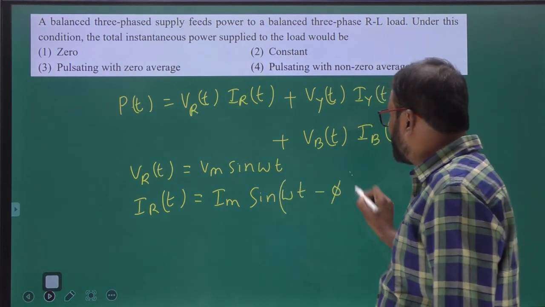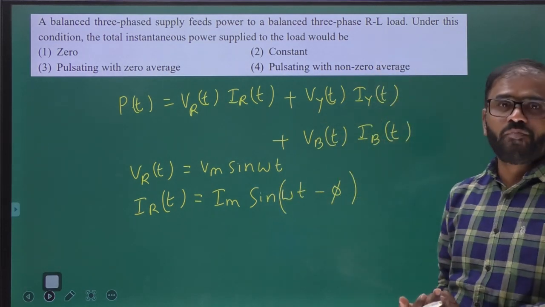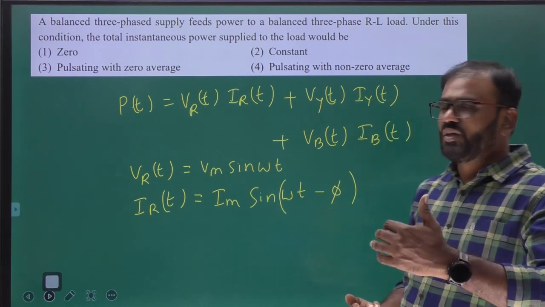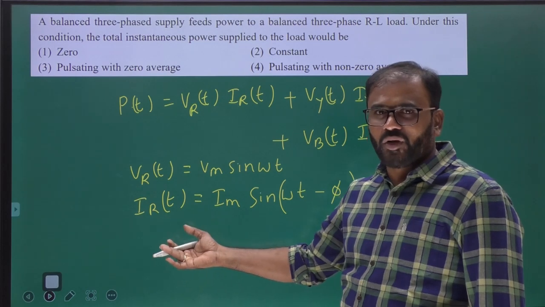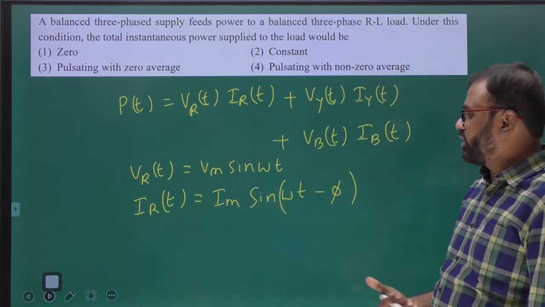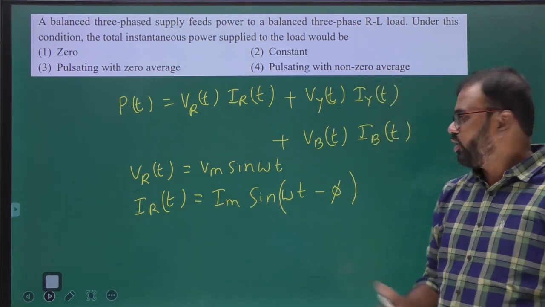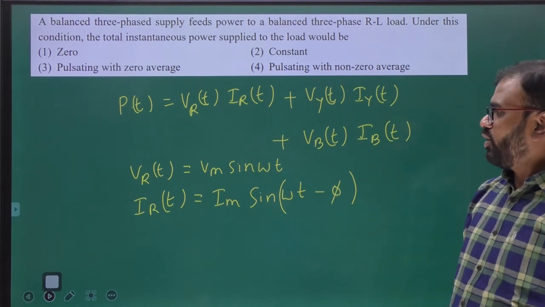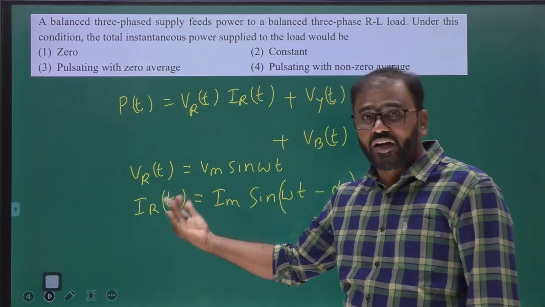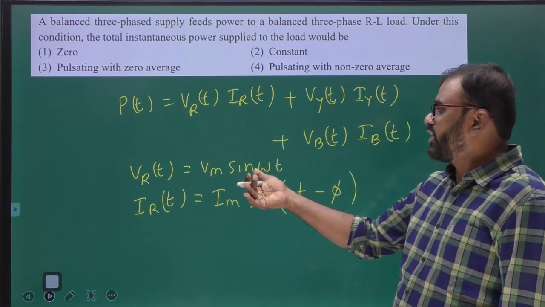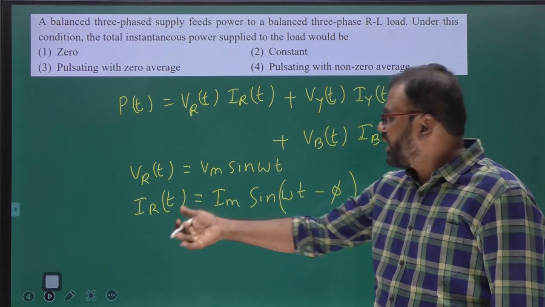Why am I saying it's a minus phi? Since it is an RL load, the impedance angle is positive. Voltage by impedance is the current, right? A positive impedance angle coming to the denominator means it will become a negative angle. So, sin(omega t minus phi). Like this, we can write Vy of t and Vb of t. What is Vy of t? Vm sin(omega t minus 120).